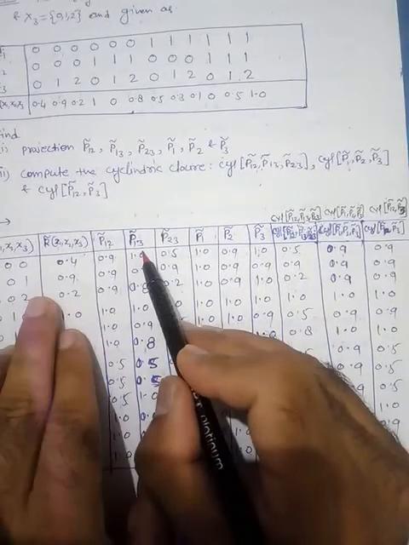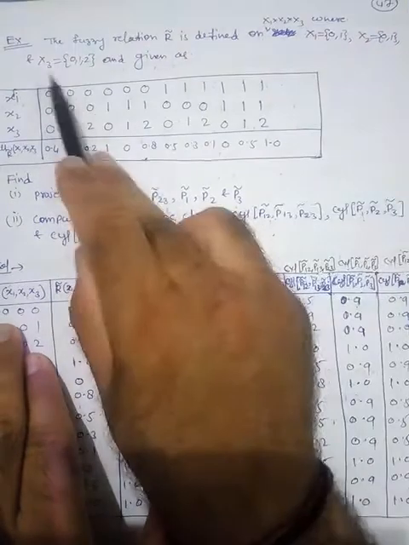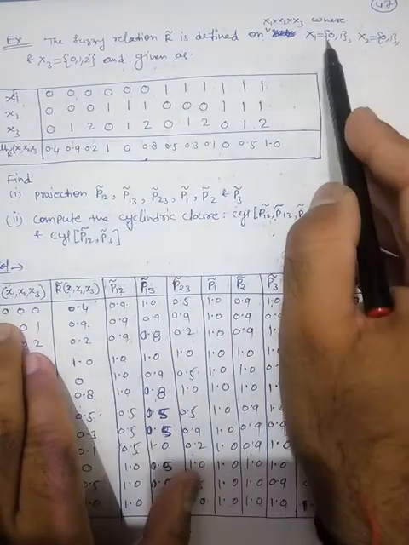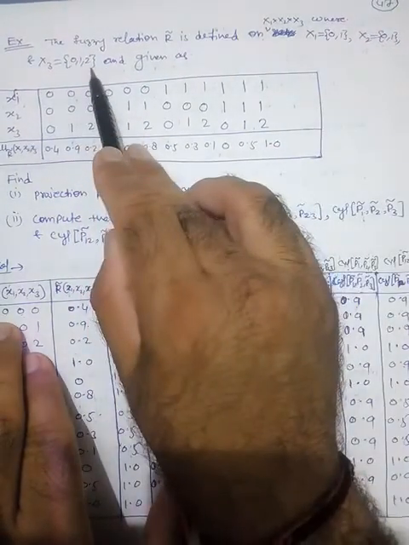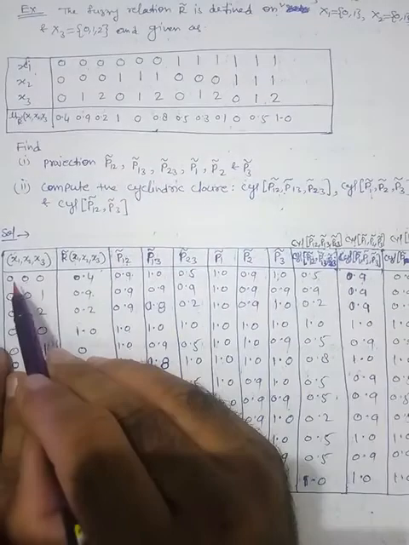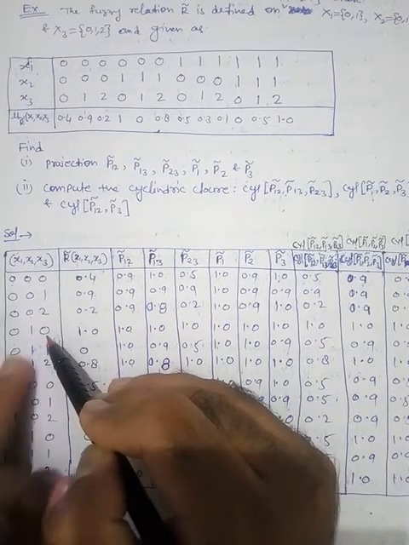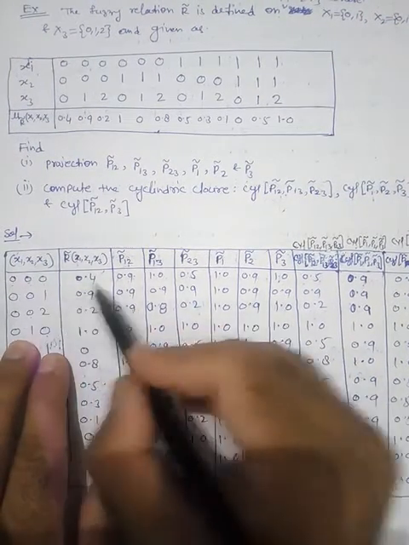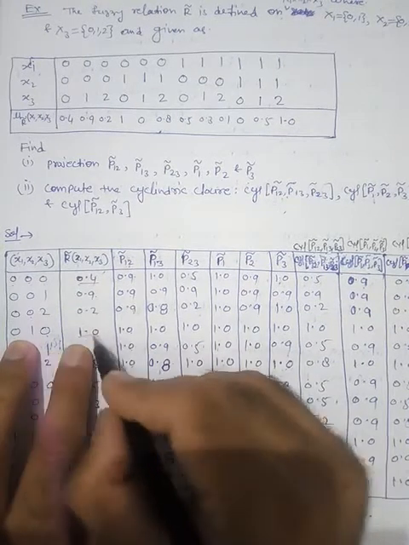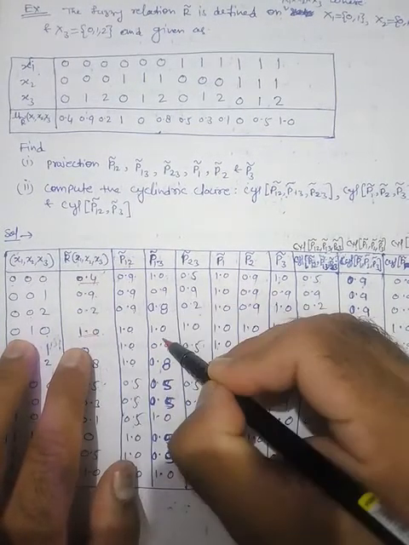Similarly P13. P13 means X1 and X3. X1 is 0, 1 and X3 is 0, 1, 2, so the possible pairs are 0,0, 0,1, 0,2, then 1,0, 1,1, and 1,2. First we take 0,0. Here is 0,0 and here is 0,0, so we have two values, 0.4 and 1. Among these two, 1 is the maximum, so that is listed here: 1 and 1.